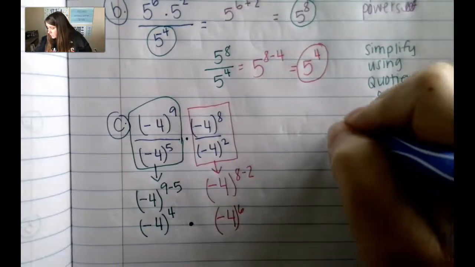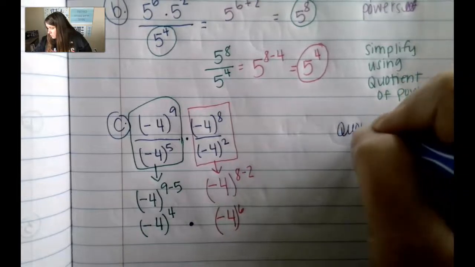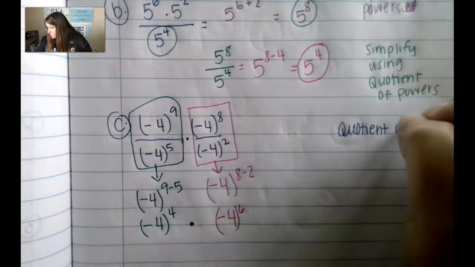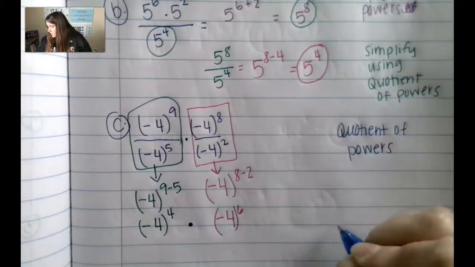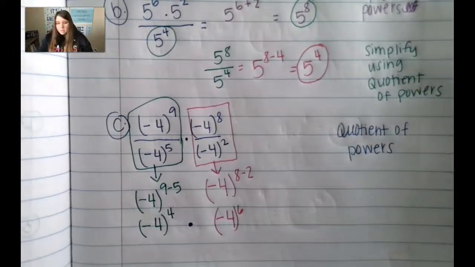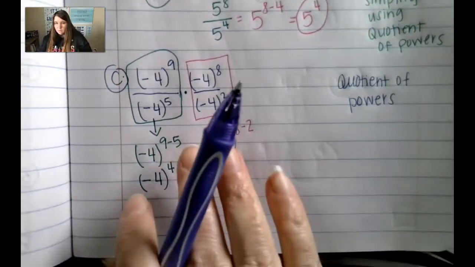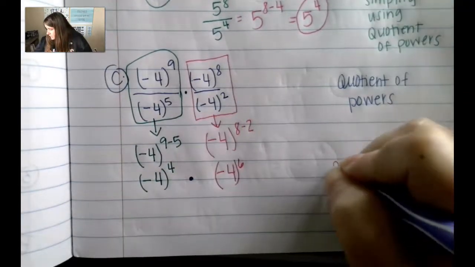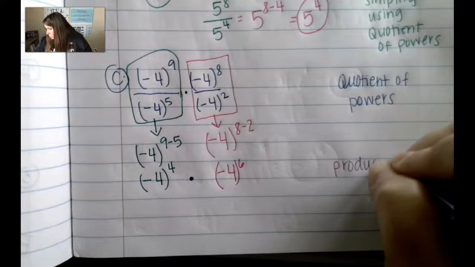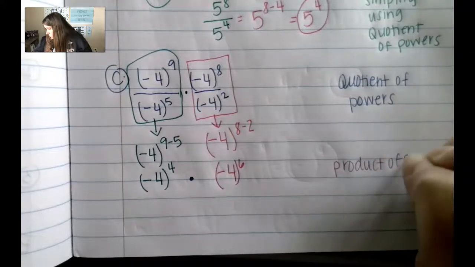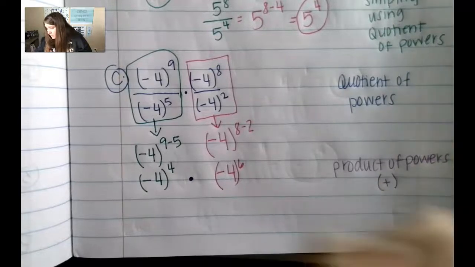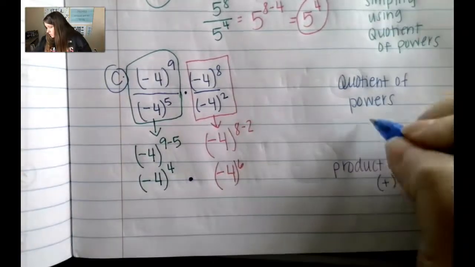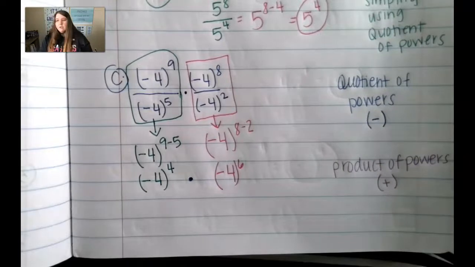So here we use the quotient property. And down here, now we're going to use the product. Okay, and the product is addition. Maybe you need to add that plus sign. And up here, when we have quotient, we're subtracting. Whatever you need to do to help yourself remember.